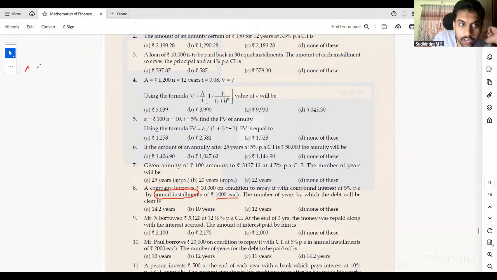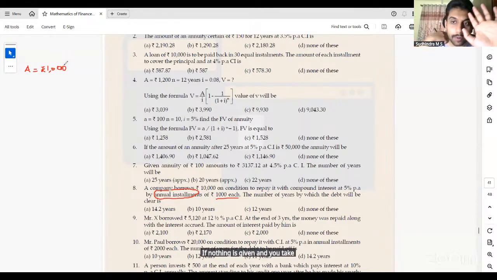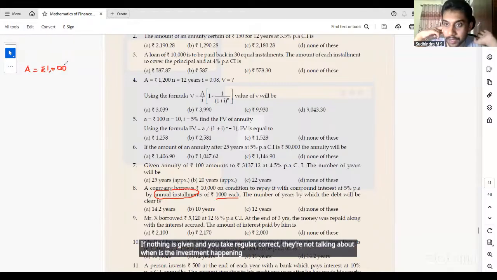1,000. Is this annuity regular or annuity due? Annuity regular. It's regular. If nothing is given, annuity regular, correct? They're not talking about when the investment or installment is happening.